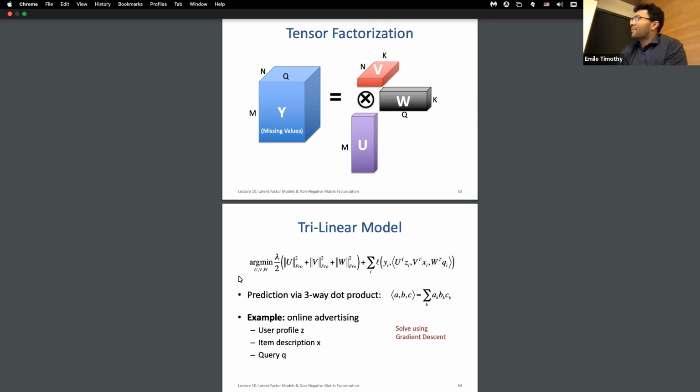And of course, there are many applications of this in online advertising where you have things like a user profile, an item description, and a query. And the question is, how can you optimize the setting?